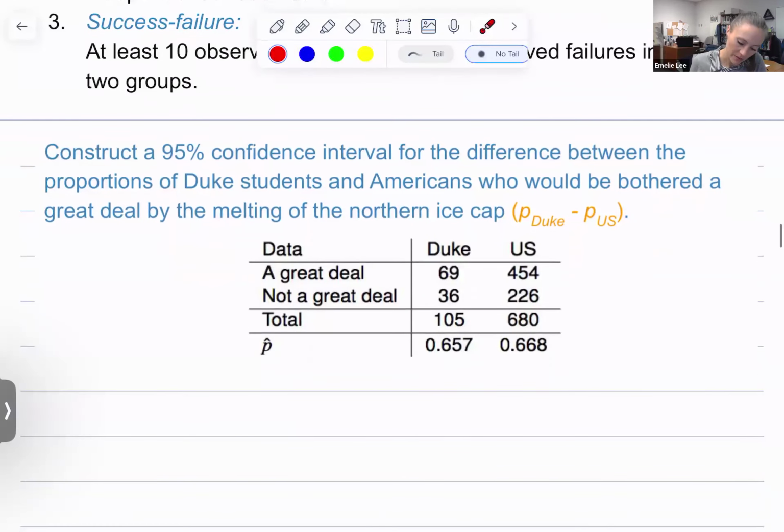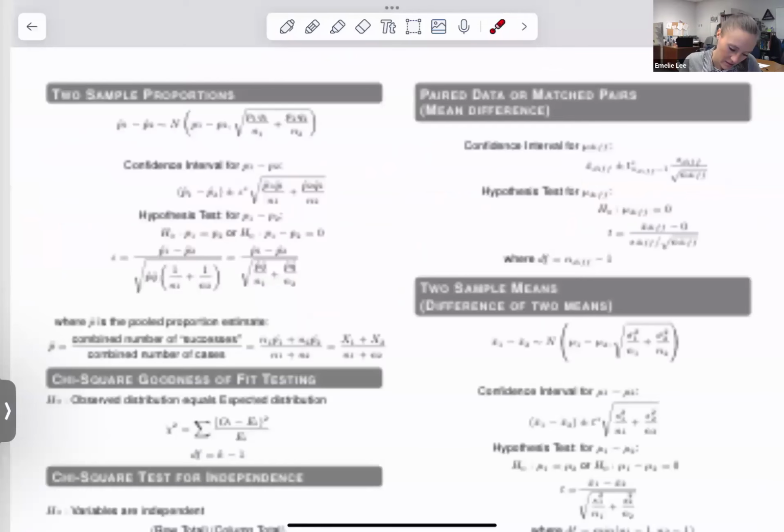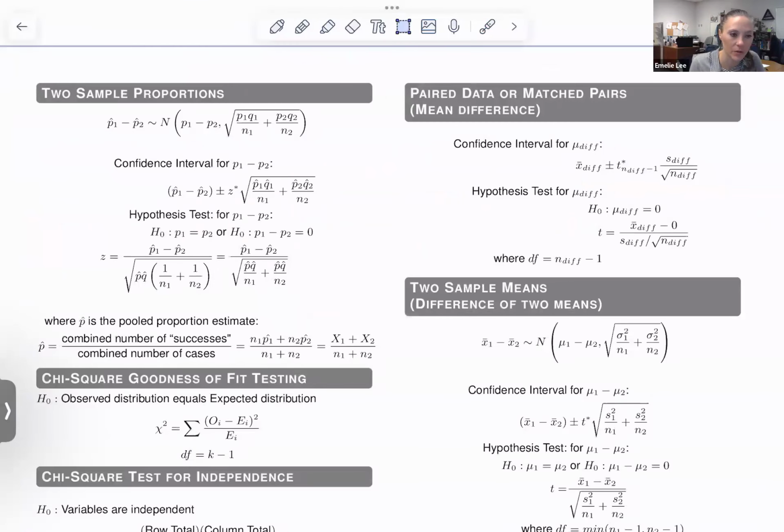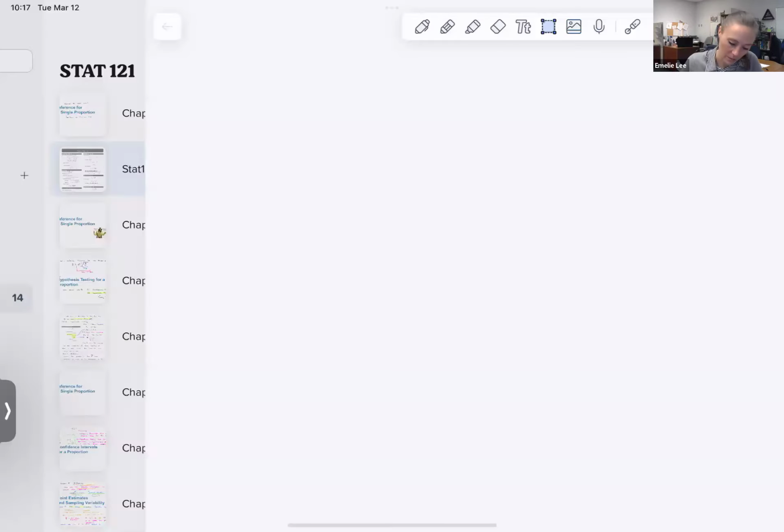Okay. So this is very similar to what we did earlier together, and here it is just recapped. We want to construct a 95% confidence interval for the difference between the proportions of Duke students and Americans who would be bothered a great deal by the melting of the northern ice cap, P Duke minus P US. All right, so from the formula sheet, let's go back and grab it. We know that I have two sample proportions and I want to build a confidence interval. The question clearly says construct a 95% confidence interval, so that's what we're going to do.